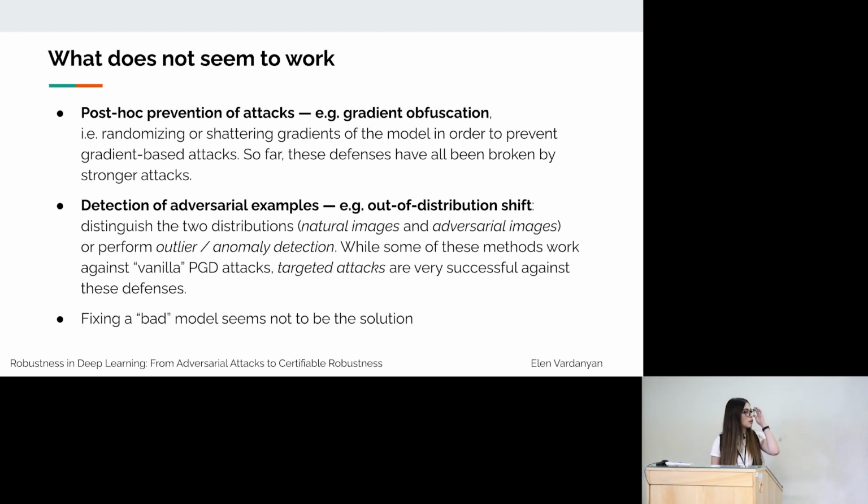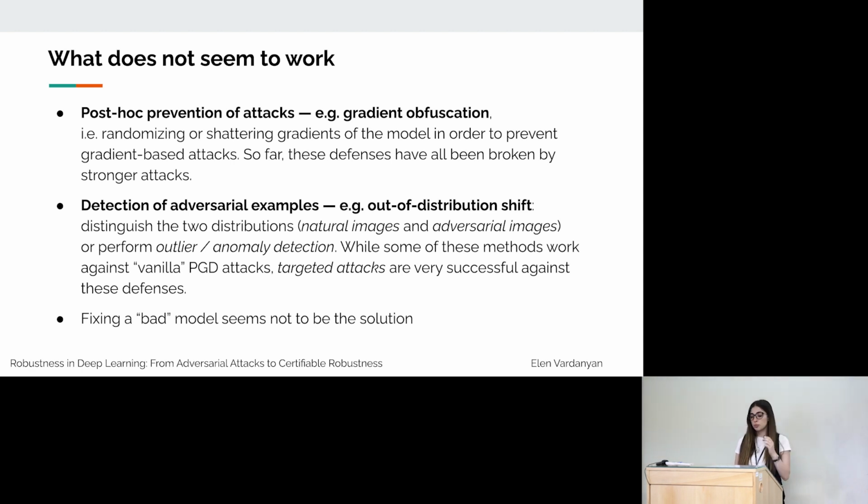So, just a general idea of what does not seem to work for these problems. First, the post hoc prevention of attacks, for example, gradient obfuscation, such as randomizing or shattering the gradients of the model. These are good defenses, but they have all been broken by stronger attacks. And the other one, the detection of adversarial examples, for example, with these out-of-distribution shift methods.